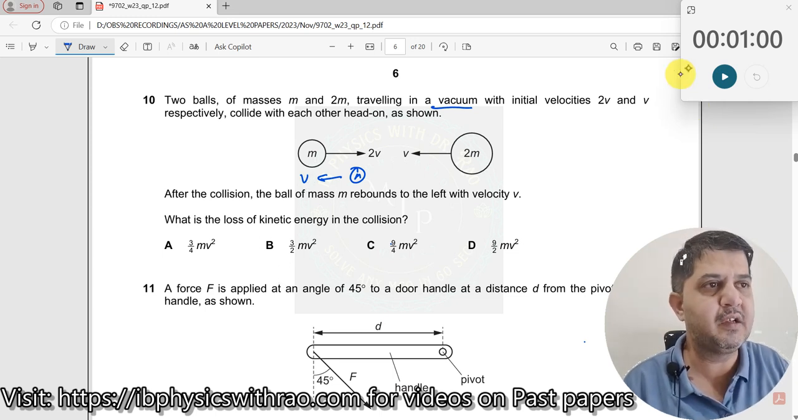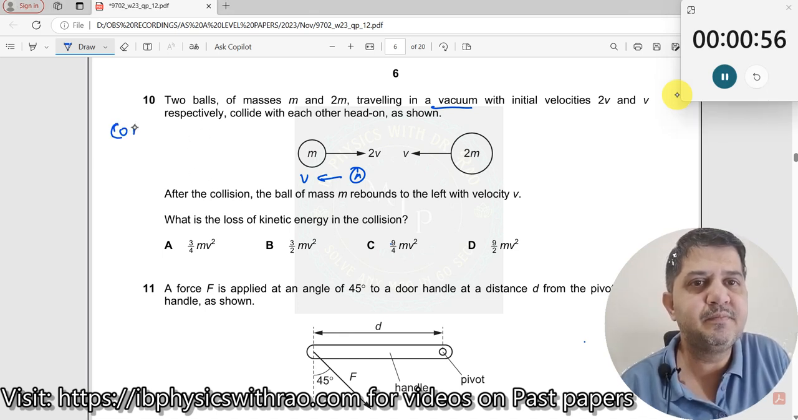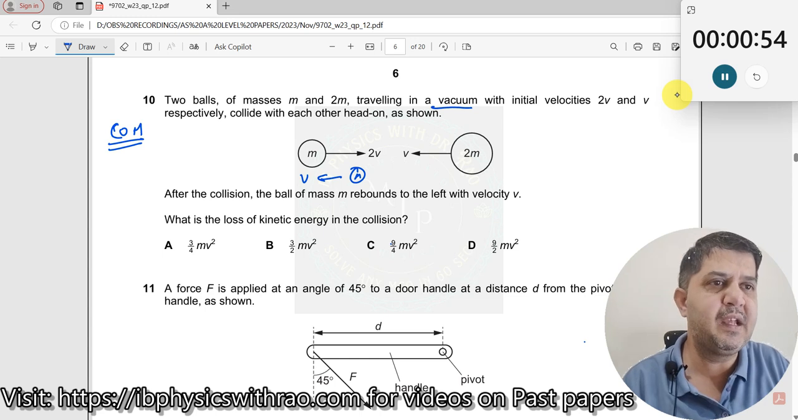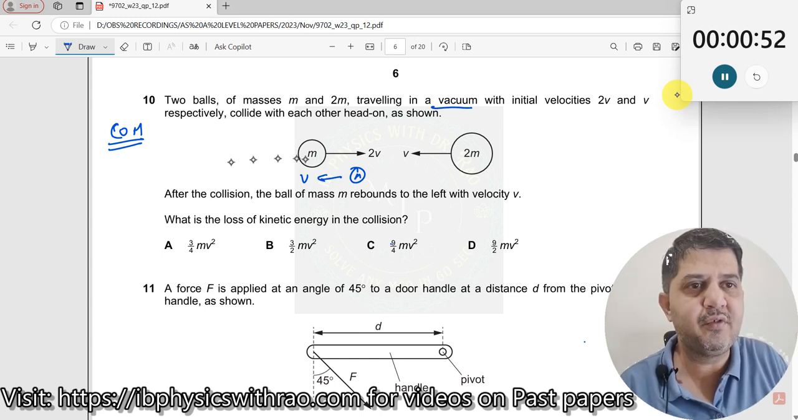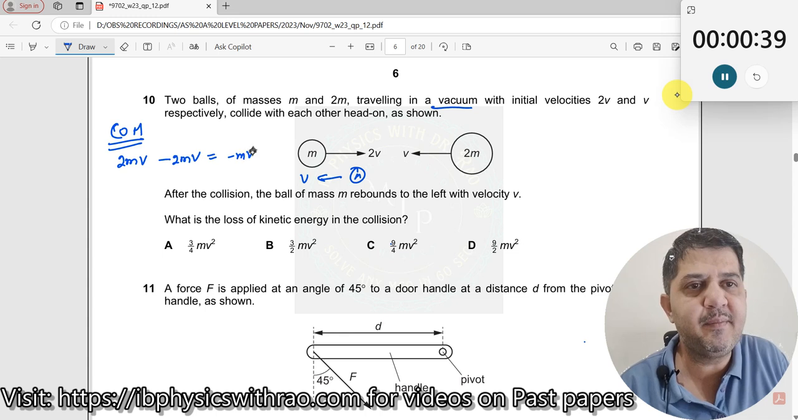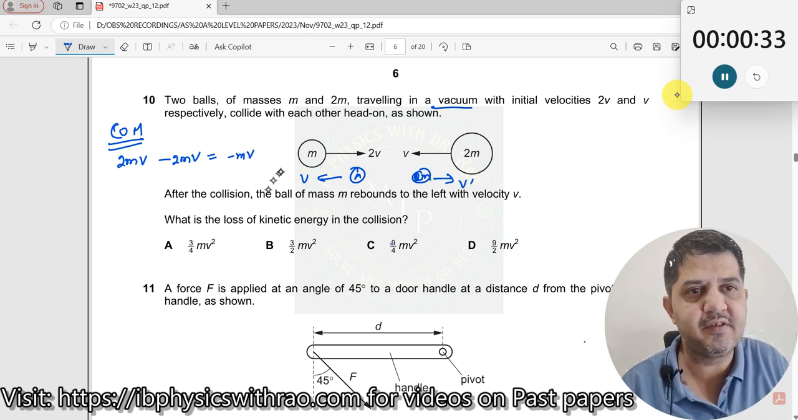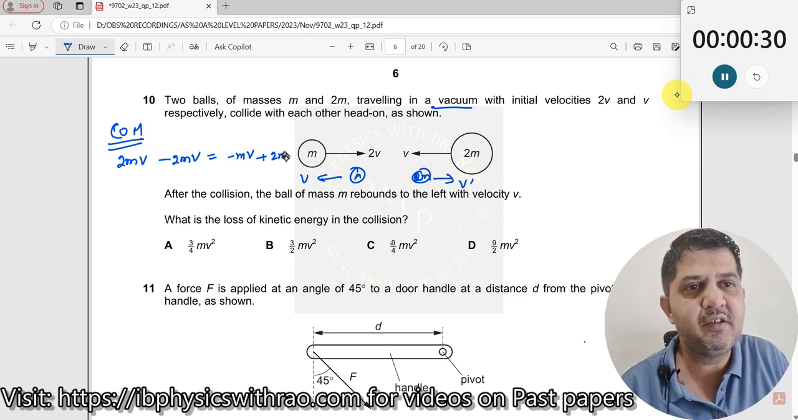Towards it, what we need to do is first apply COM, conservation of momentum, because it is applicable everywhere. So we have m into 2v minus 2m into v. This is the total momentum before collision. It should be equal to minus m into v, when the ball comes back, plus 2m into v dash, the velocity of the mass 2m.